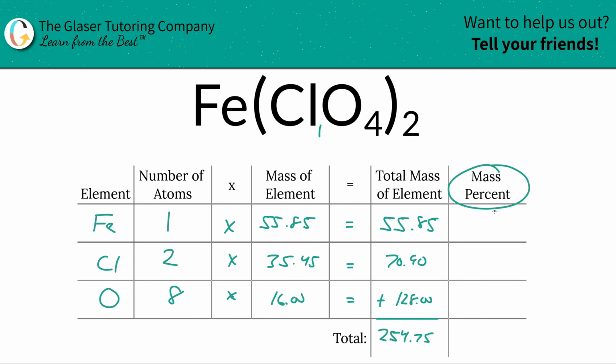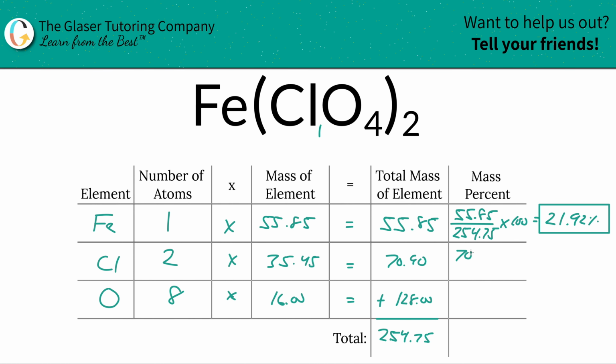Bam. So to find the mass percent, or the percent composition of, let's say, iron, all we're going to do is take the total mass of that particular element, the 55.85, and divide it by the total mass of the entire compound, so the 254.75, and then multiply by 100. This is a simple percent calculation, part over whole times 100. And when we throw that into the calculator, it's going to be 21.92, right? 21.92%.